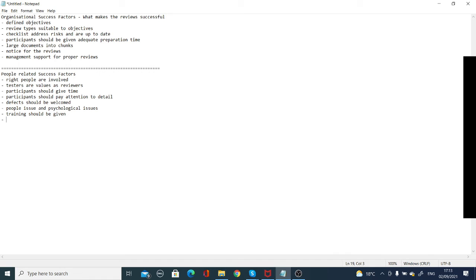Small chunk reviews to aid concentration. Instead of reviewing a large document, we should break down this document into small chunks so we can concentrate and the review could be successful. Management support for proper review. Management should support the review on an individual basis.